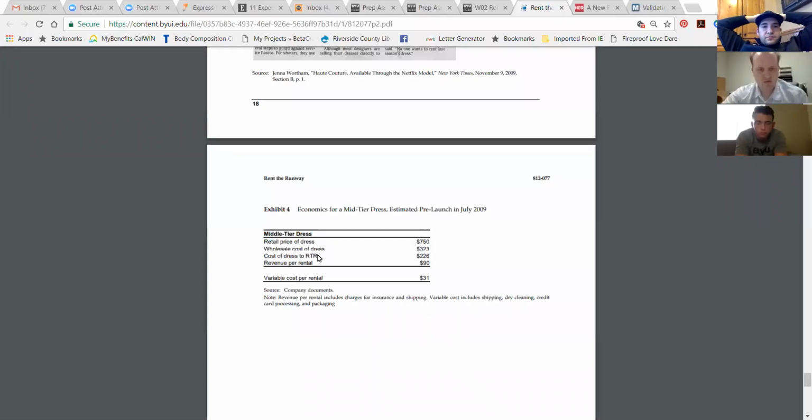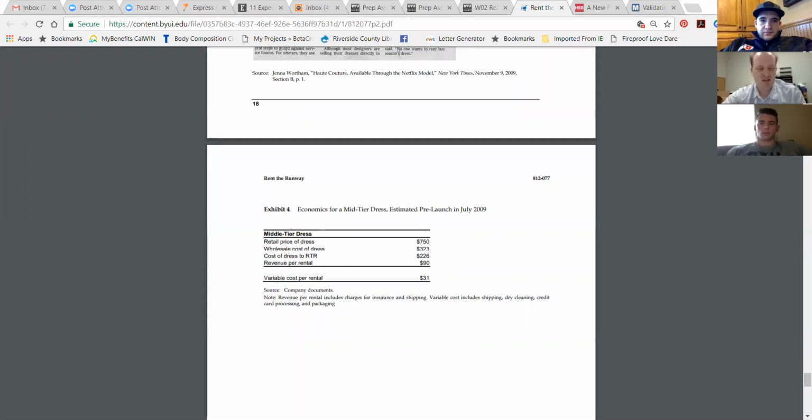So this was in the case study. Cost of dress to RTR. You can see it? Mm-hmm. Okay. So that's the cost of the dress, that's the rental, and the $31. So that's where I'm getting the number. The retail is $750 on a mid-tier dress. Granted, this is mid-tier, so I don't know if I saw any data on a higher tier. The wholesale cost is $323, and what they were getting it for was $226. So that's where the numbers came from.